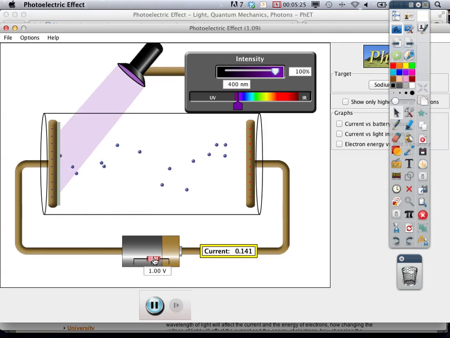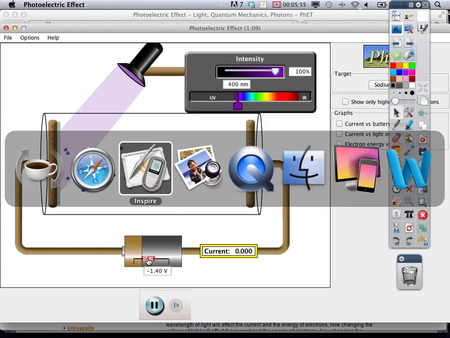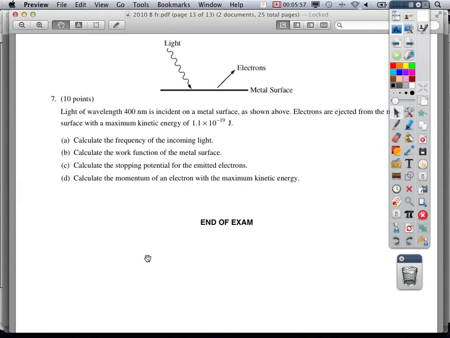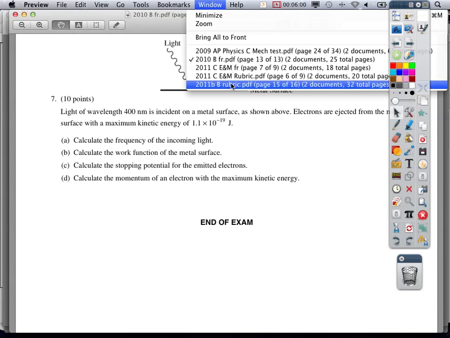So if I take this and I put the voltage to a certain level, I can get the electrons to, the maximum ones should just get here. But I can basically get the current to 0. And this is called the stopping voltage. And that voltage is a function of the energy of the electrons.